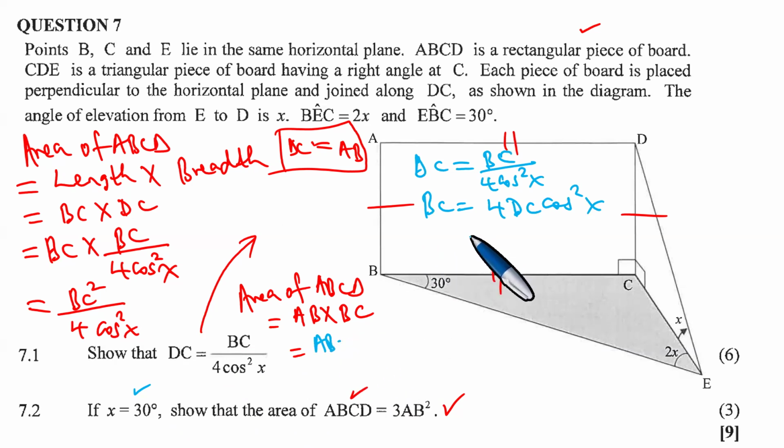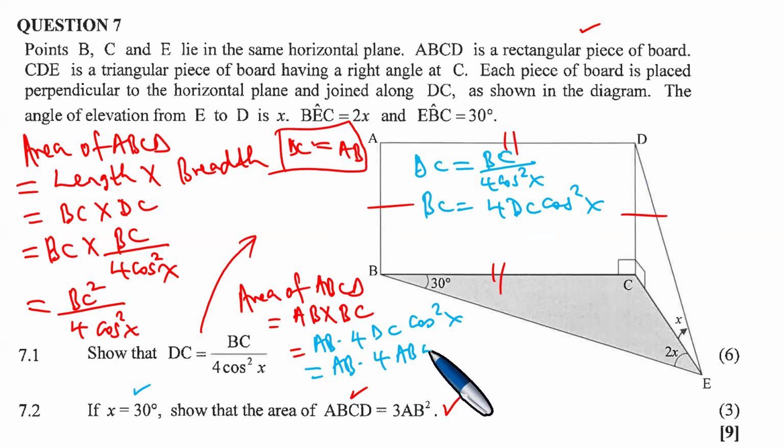So in the place of BC, you put 4DC cosine squared x. You have AB times 4. What is DC? DC is AB. What is x? 30 degrees. This 4. AB times AB is AB squared. Right, so we have this.